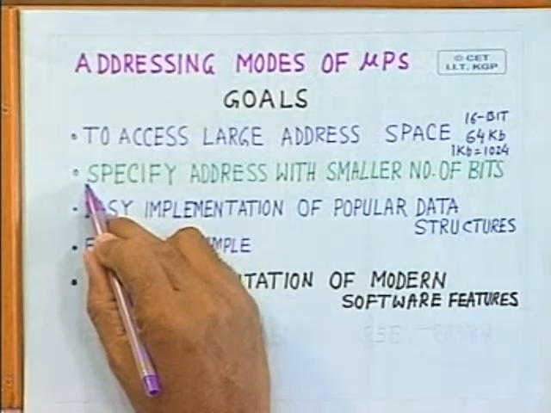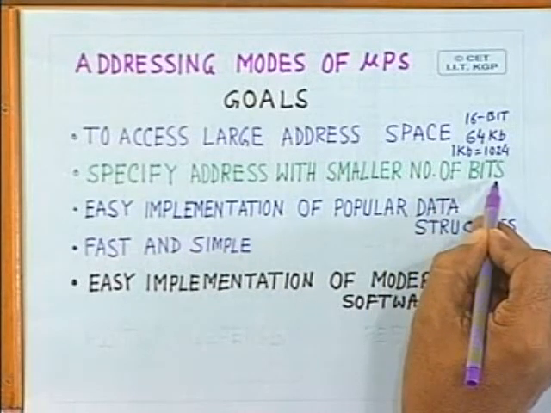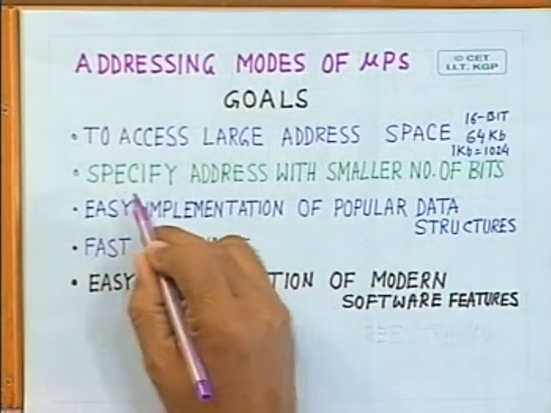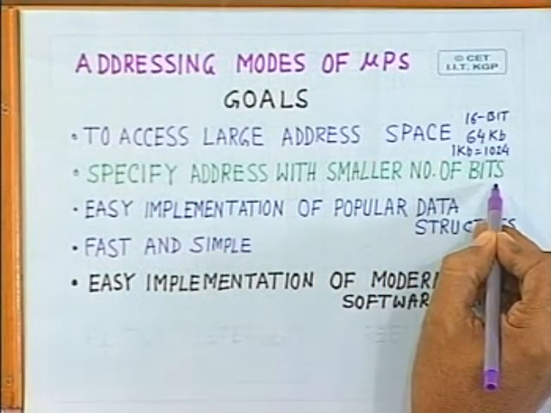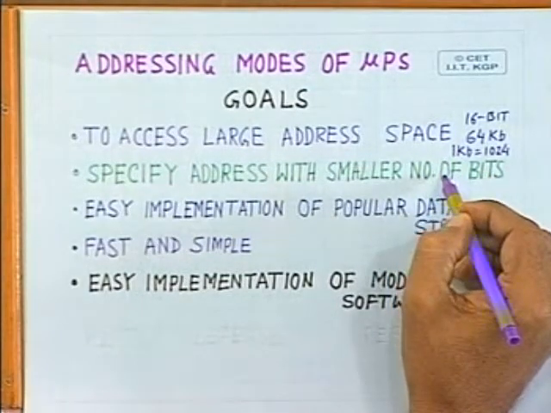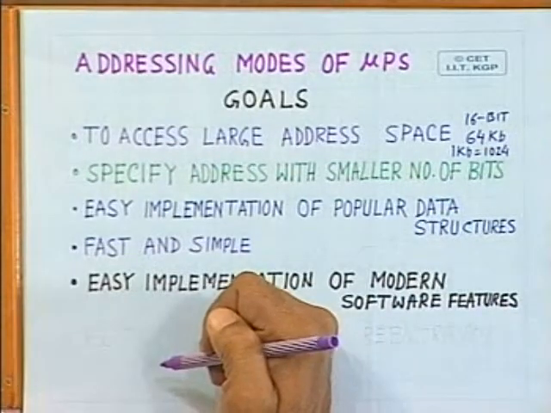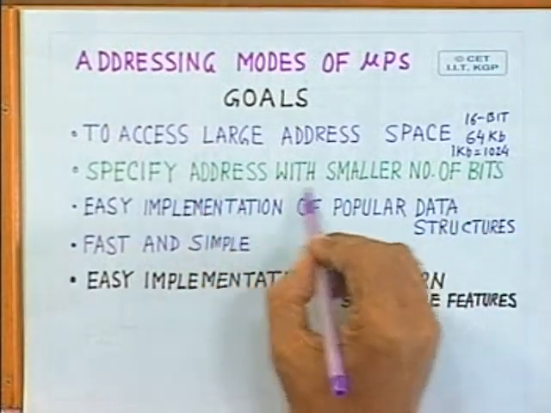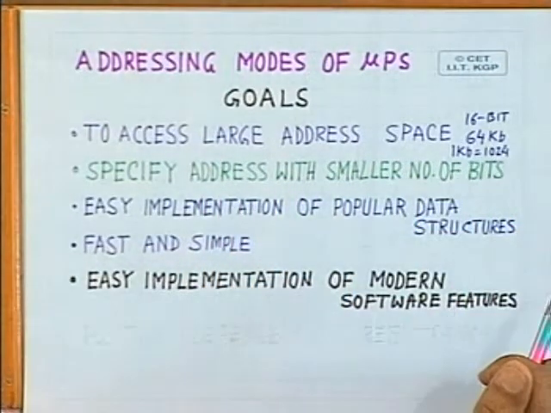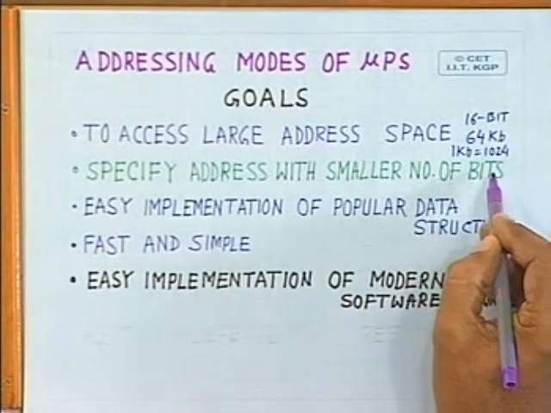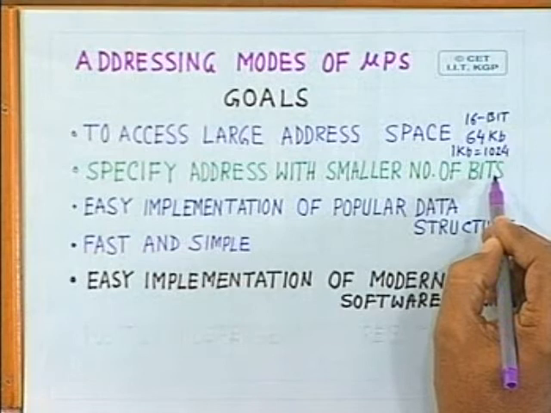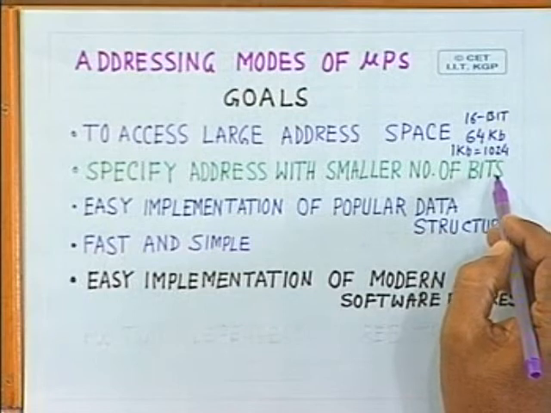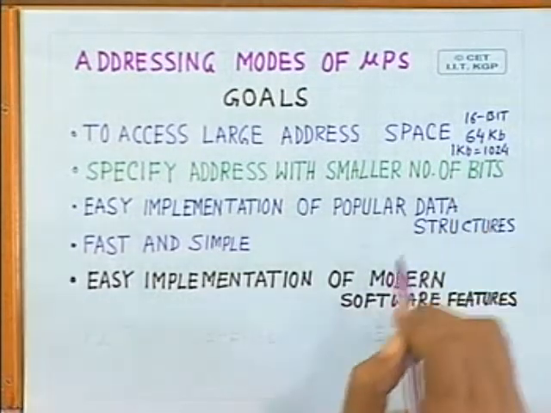Second goal is to specify addresses with smaller number of bits. You see, we want to specify the address with a smaller number of bits as part of the instruction. These two appear to be contradictory apparently, but you will see that in practice what is being done, normally your program is executed over a small part of the memory. As a consequence, using smaller number of bits, you will access within a very small address space, but you have the scope for addressing a large address space. Later on we shall come to this point.